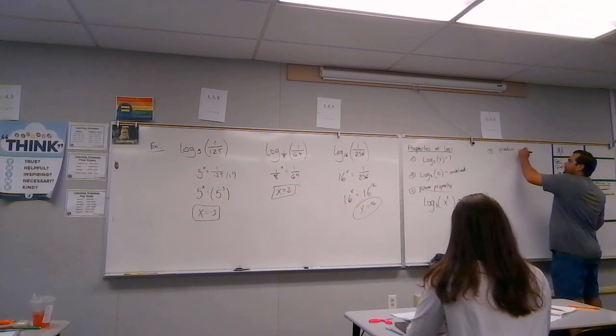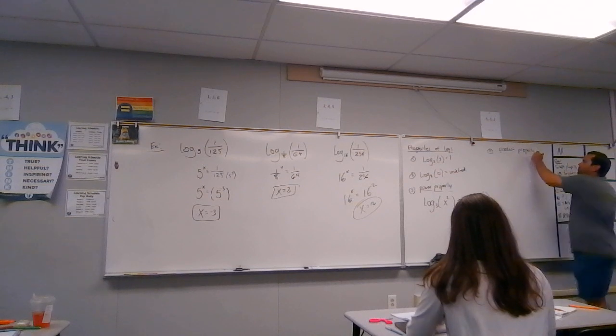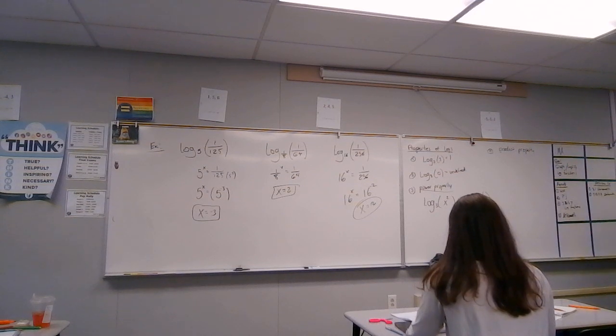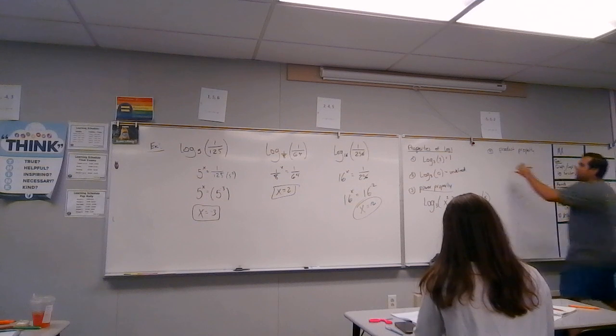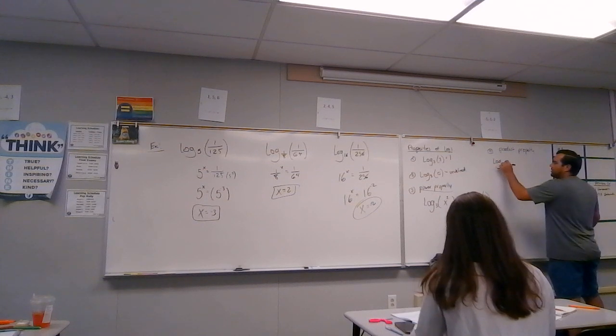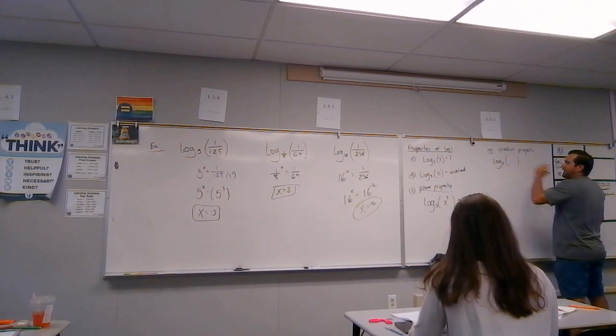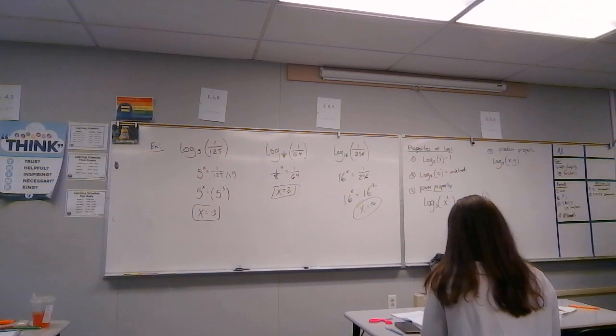All right. Then you have the product property. Product means multiplying. So if you have a log, and on the inside is say something like x times y.